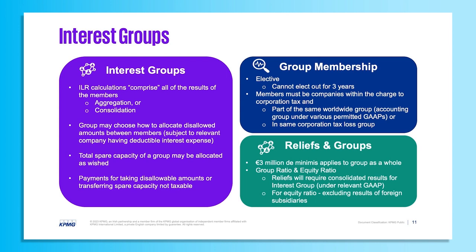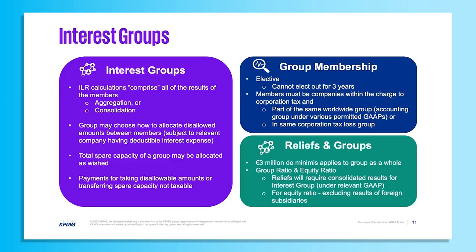If the companies wish to pay each other for the use of these attributes, then they can do so without any tax effect arising. Group membership is something that must be elected into for 3 years. Therefore, careful consideration should be given to whether or not it makes sense to elect in, given that a company must stay in for 3 years, so long as it meets the conditions to be in the group in the first place. Those conditions are that the company has to be part of the same worldwide group, that is, consolidated line by line under one of those relevant GAAPs, or in the same corporation tax loss group.